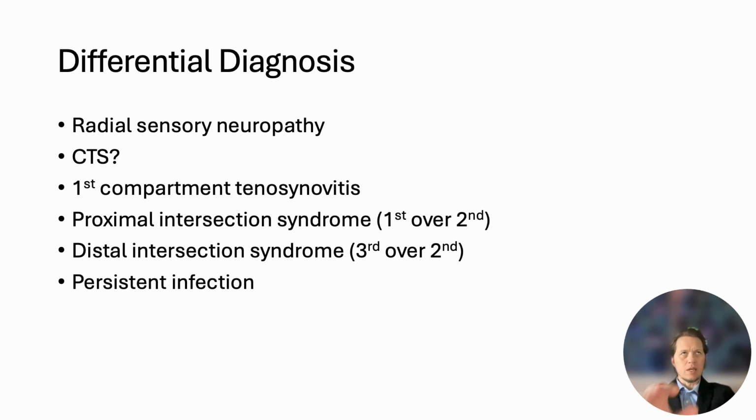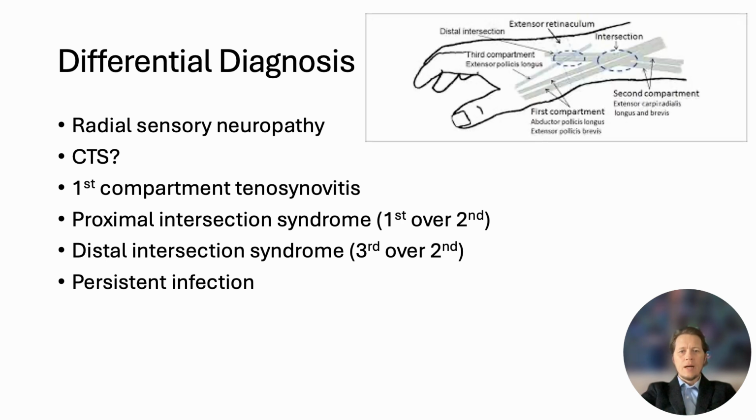And there's an easy way to remember the dorsal compartments of the wrist. Well, not really a mnemonic, but an easy way to remember. And the last one would be maybe the infection is still smoldering and has not fully been treated. Here are some nice pictures, probably should have shown that earlier, of the intersection syndrome, proximal and distal.